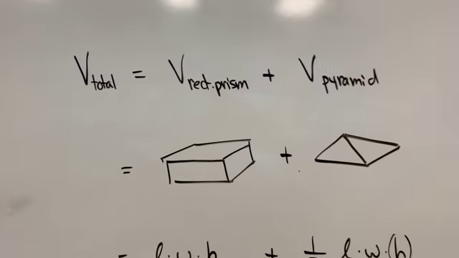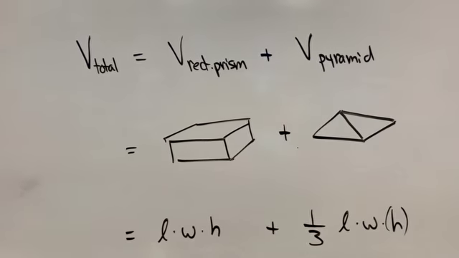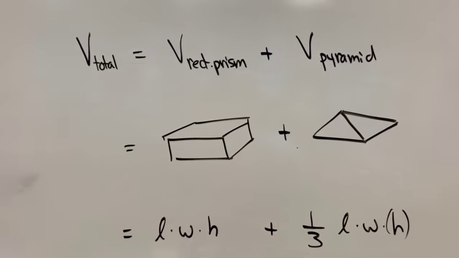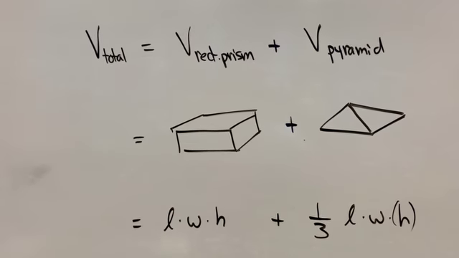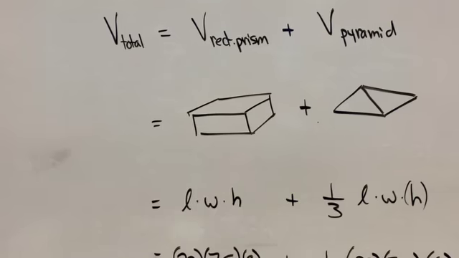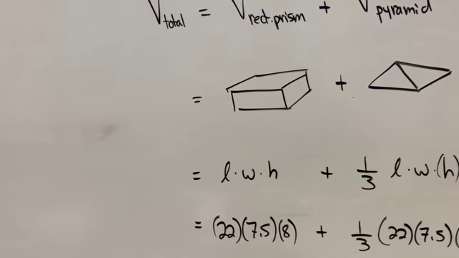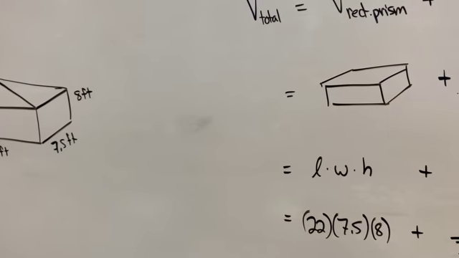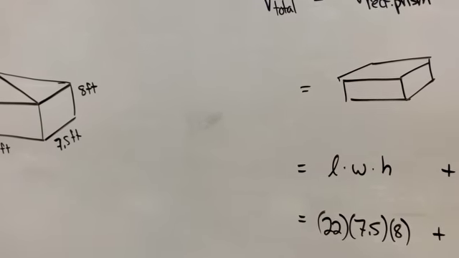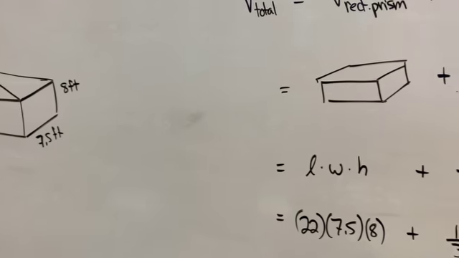We do have a formula for each of those on the formula sheet. Be careful, I put extra brackets around the second h there because they aren't the same height. I'm just copying the formulas. I just don't want you to mix them up. The height of the rectangular prism is 8, so it's 22 by 7.5 by 8, and you get a fairly large volume for that rectangular prism.